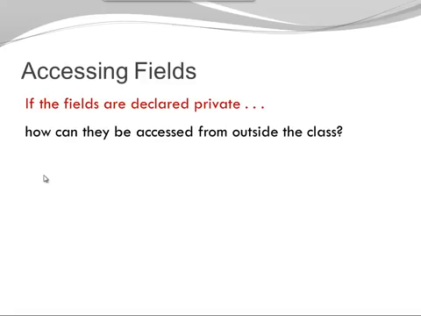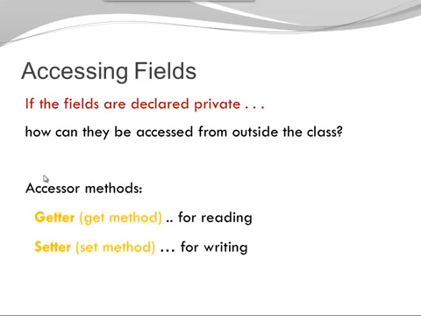Now, of course, the question is, if the fields are declared private, how can they be accessed from outside the class? There are two access methods that are very widely used: getters and setters. Getters are used for reading. They allow other classes to access the value of a field. Setters are used for writing. They allow other classes to modify the value of a field.